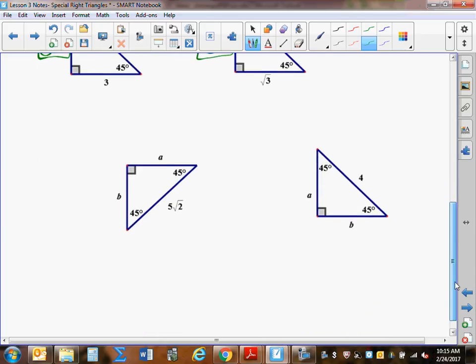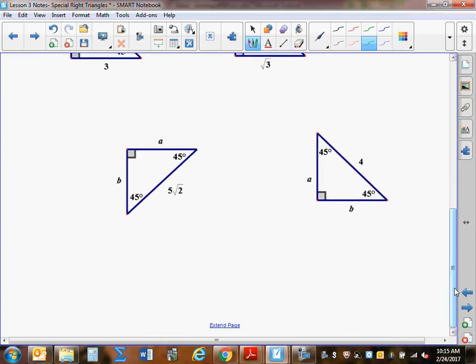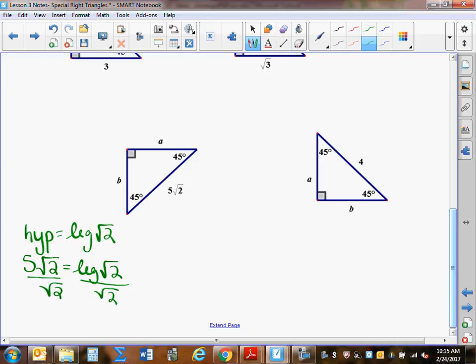Now they've given us that the hypotenuse is 5 root 2. Remember, your hypotenuse equals leg times root 2. So what's my leg going to be? 5. If you want, you can solve this equation: divide by root 2, divide by root 2. Those reduce, and we get 5 as my leg. So this would be 5, and this would be 5.